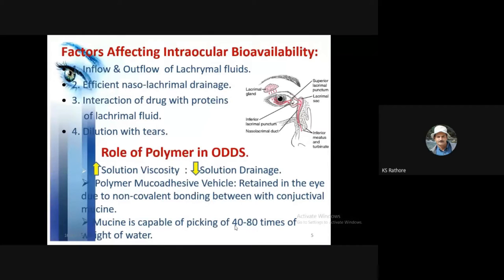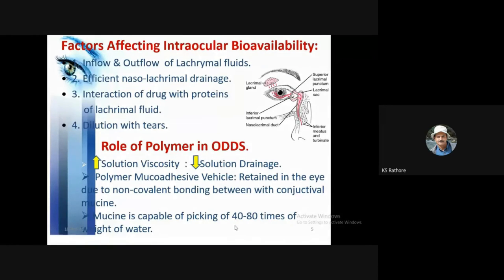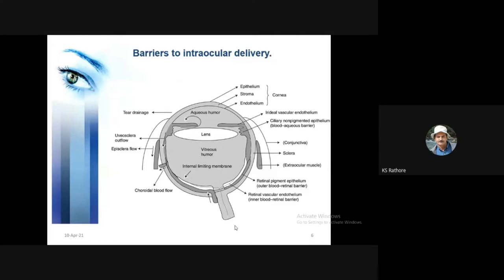In our lacrimal system there are the inferior lacrimal punctum, the nasolacrimal duct, the superior lacrimal punctum and lacrimal sac, and the inferior meatus and turbinates. From there, the drug drains through the nasolacrimal duct, and only a small amount of drug is bioavailable. When we use polymers in ocular drug delivery systems, they increase viscosity and reduce drainage. Polymer mucoadhesive vehicles are retained in the eye due to non-covalent bonding with conjunctival mucin. Mucin is available in our lateral drainage and is capable of picking up 40 to 80 times its weight of water. So by using these polymers, we can increase the residence time in the eye.